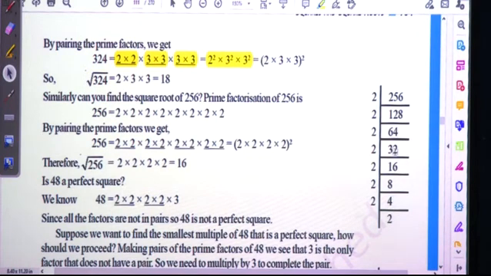Now you can see how many times 2 is coming here. 1 2 3 4 5 6 7 8. All these values we are considering.